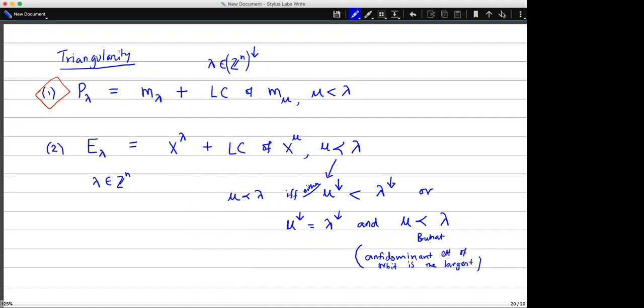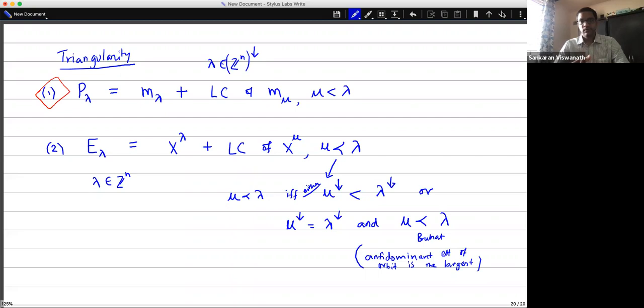Are the E lambdas also characterized by these two properties? Yes, exactly. The E lambdas are also characterized by these two properties, that they are orthogonal with respect to the Schrödinger product, and this triangularity holds with respect to the spatial order.